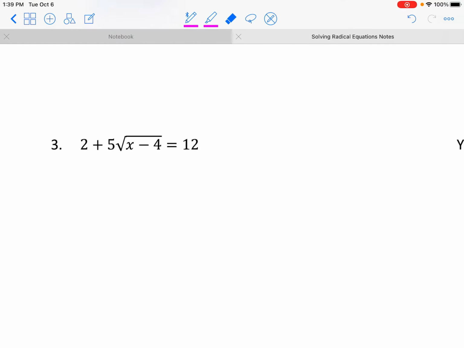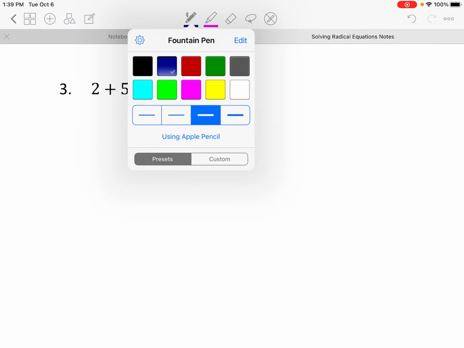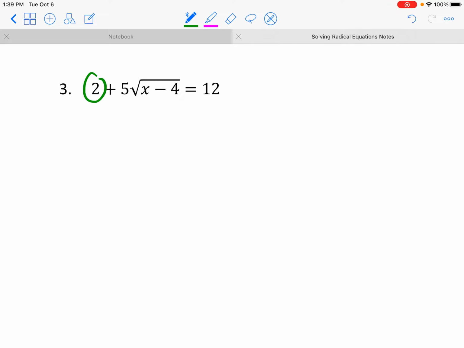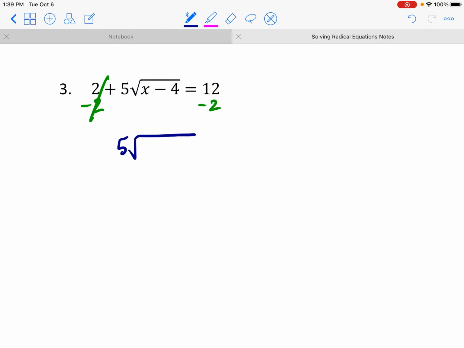Alright, here we go. Number 3. Again, we want to get the radical by itself. So the first thing we're going to move in this one is this positive 2. We're going to get rid of the positive 2 by subtracting it from both sides. So subtract 2, subtract 2. That's going to leave me 5 times the square root of x minus 4 equal to a 10.